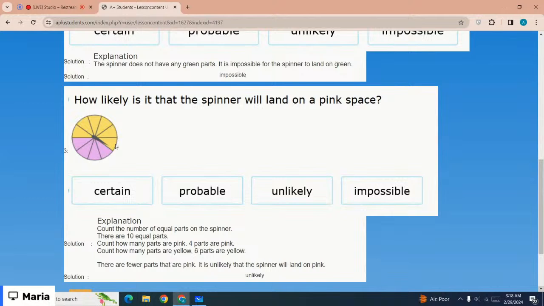So you have more yellow portions than pink, right? That means it is unlikely, because you have less pink portions, so there are less chances it will land on pink, so that is unlikely. The correct option is unlikely. Unlikely it is.